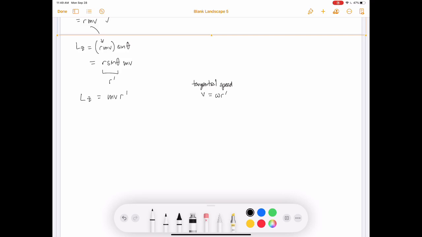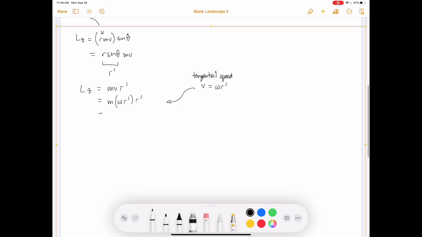Okay, so make that substitution here. And then I'm going to have m times omega times r prime multiplied by r prime, or LZ is equal to m times r prime squared times omega.